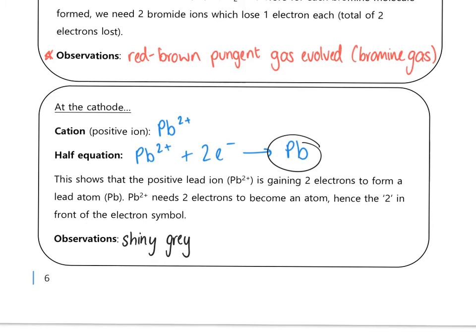So it's a shiny grey, and again we're going to see that actually the metal is a liquid. We know that metals tend to be solid, but because of the high temperatures used, it is a liquid. A shiny grey liquid formed. And why is that? It's because we're forming lead. That shiny grey liquid will be lead, and it sinks to the bottom.